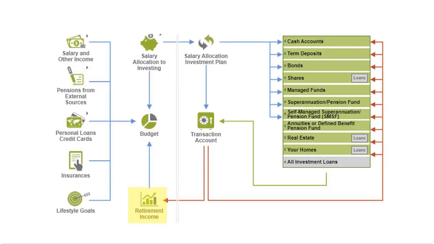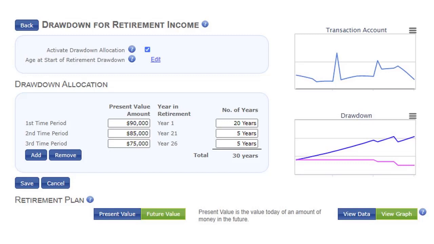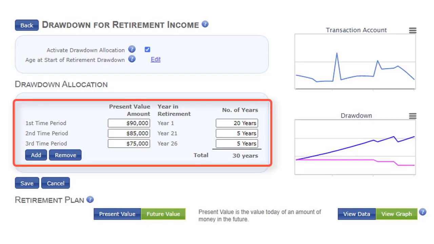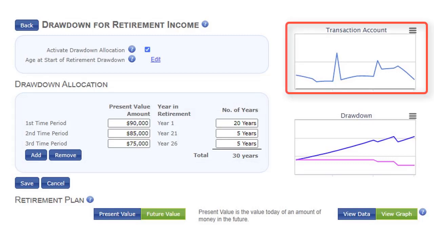The last and most important thing to do is allocate how much of your superannuation and investments you want to spend each year. On this planning page you have access to all the information you need. The results can be in either present or future value. As you enter how much income you need for each period in the schedule, the transaction account balance will be displayed. This will demonstrate if you have sufficient funds in the account to pay the money to your budget.